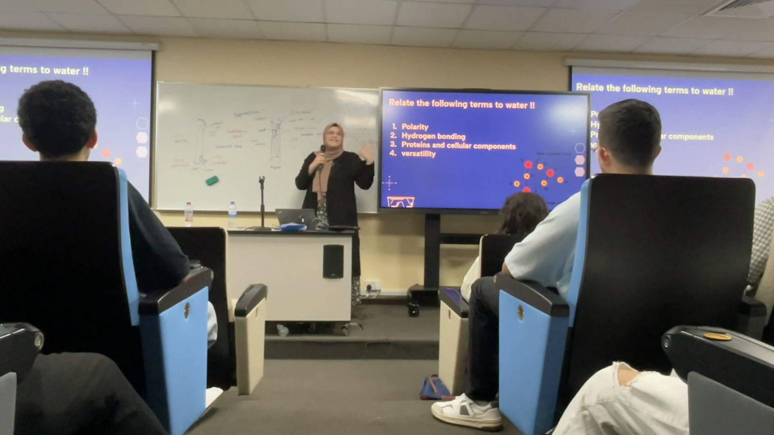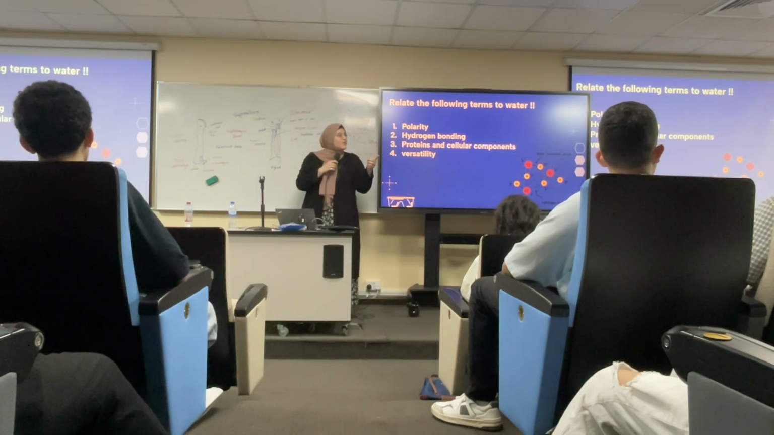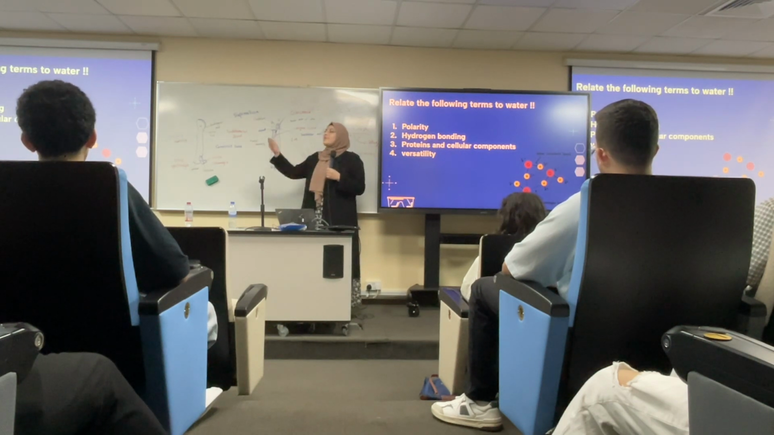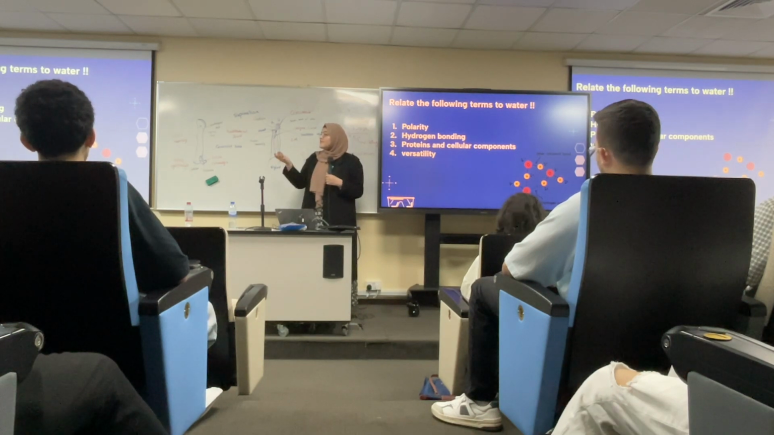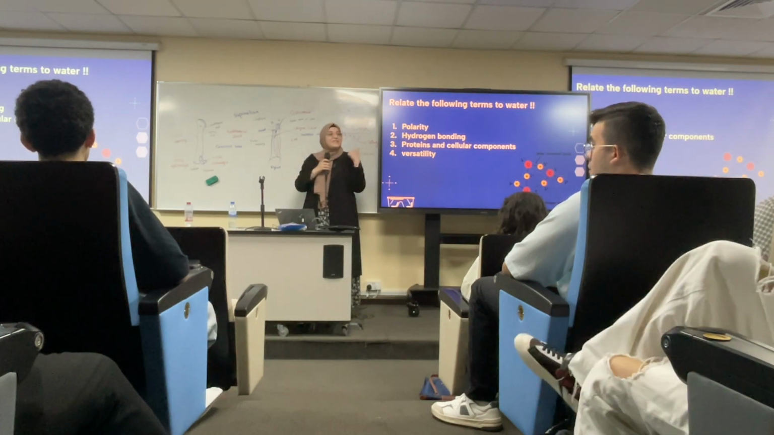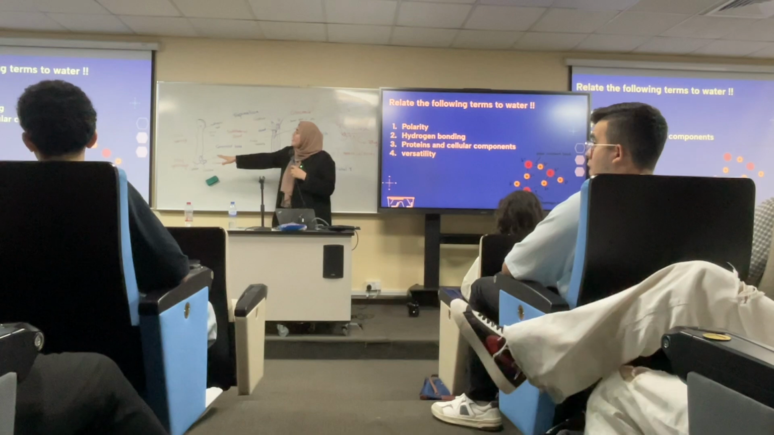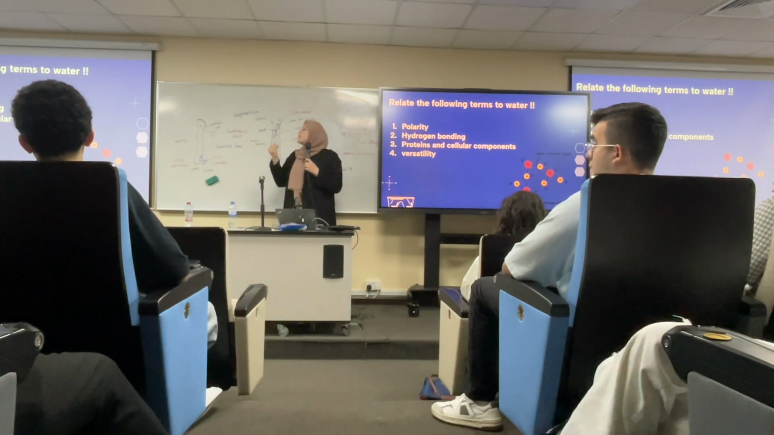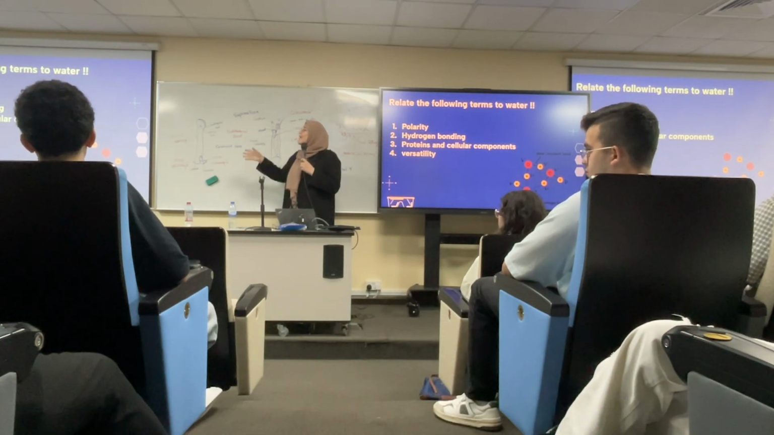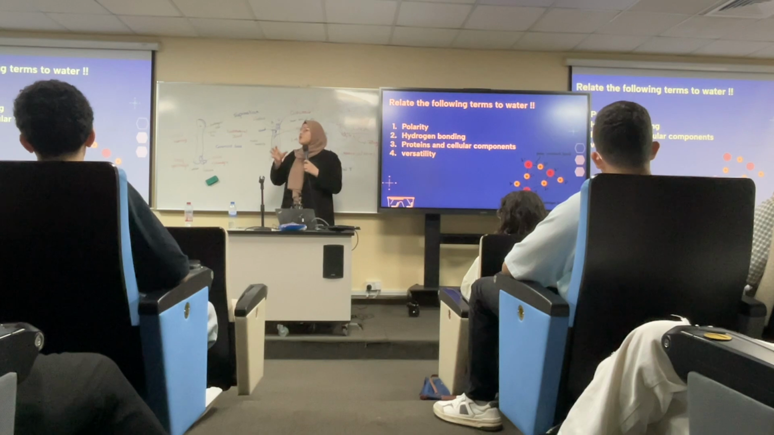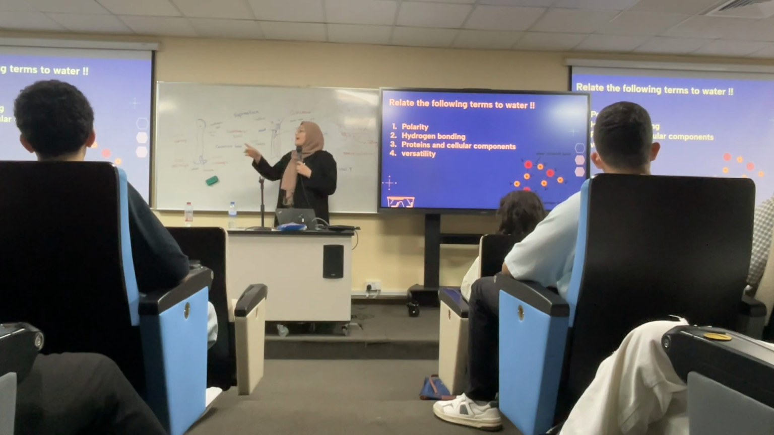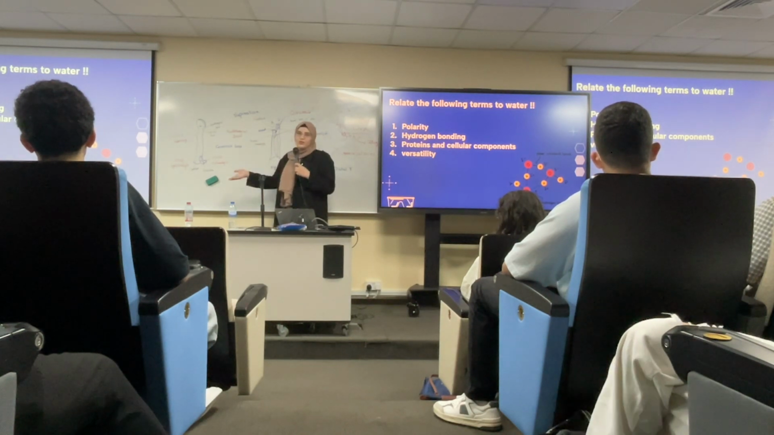Whoever has an answer, say it out loud. It has unequal distribution of electrons. Exactly. So what does that mean? Correct. All of your answers are correct. Good job. So as you can see over here, the electrons in water are distributed in a manner where it gives a partially positive charge to the hydrogen and a partially negative charge to the oxygen, okay?